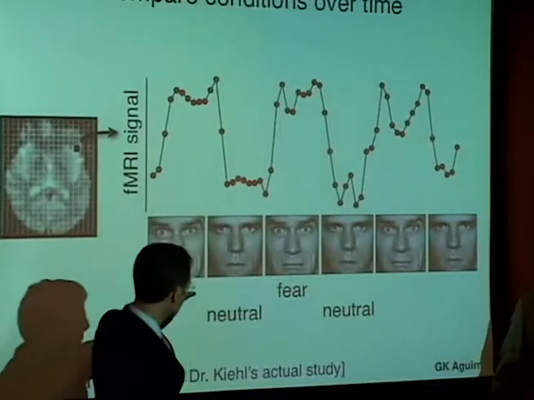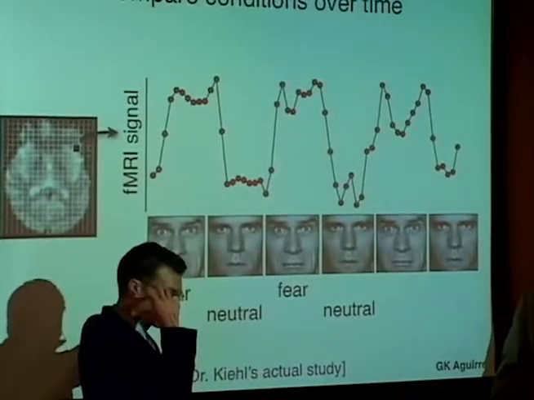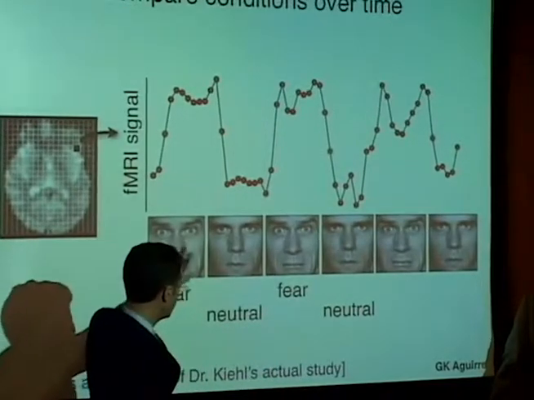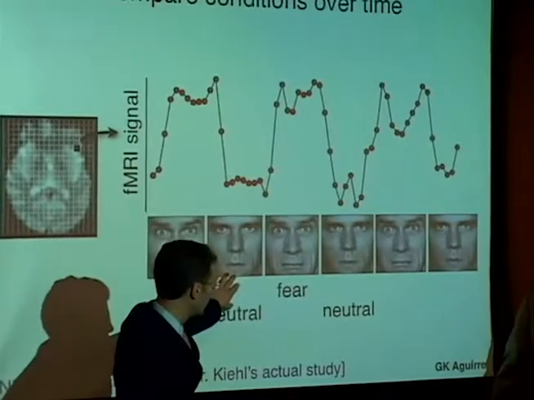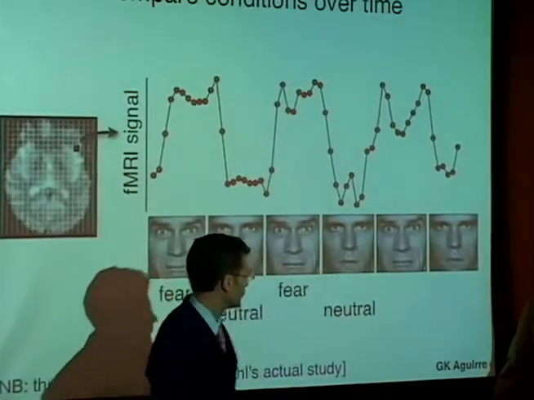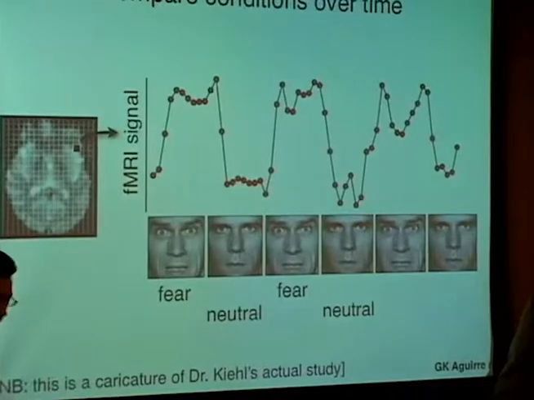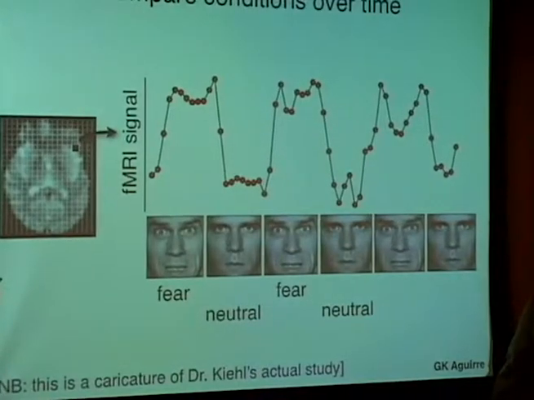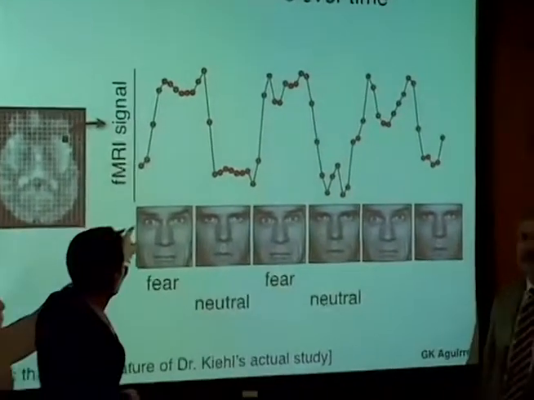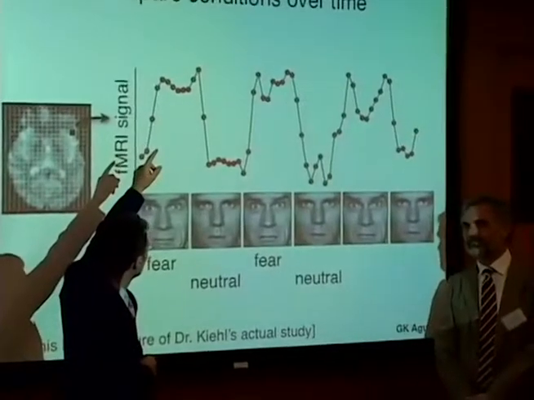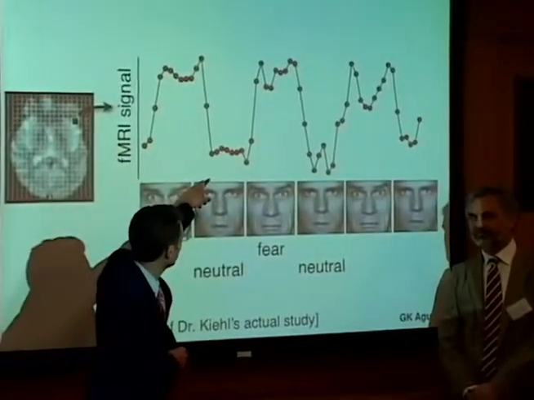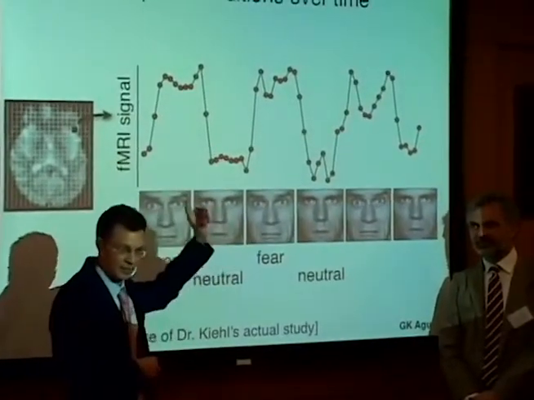So, okay, the person's in the scanner, beep, beep, beep, the scanner's running, and they're looking at a screen, fearful faces, emotional faces, neutral faces, fearful, neutral, fearful, neutral. And what you're interested in finding is a point in the brain where over time the signal goes up for the fearful or the emotional faces and comes back down for the neutral faces and goes up and then down and then up, okay?